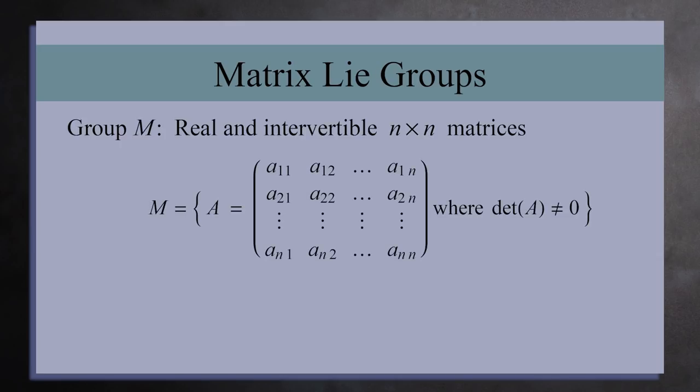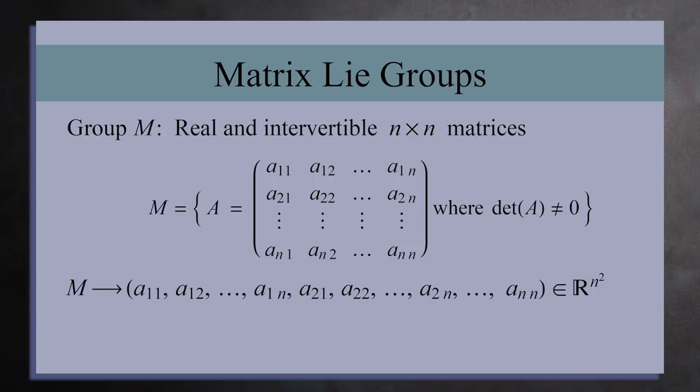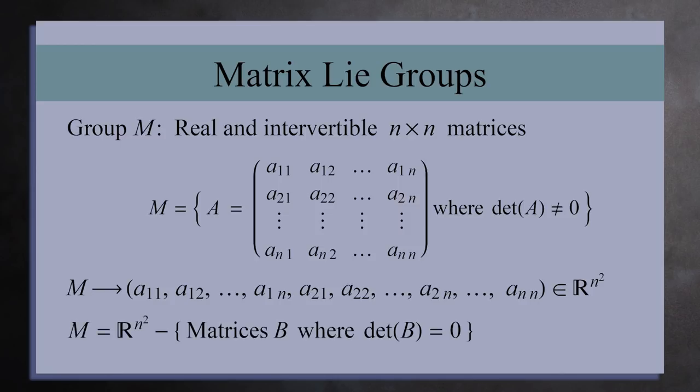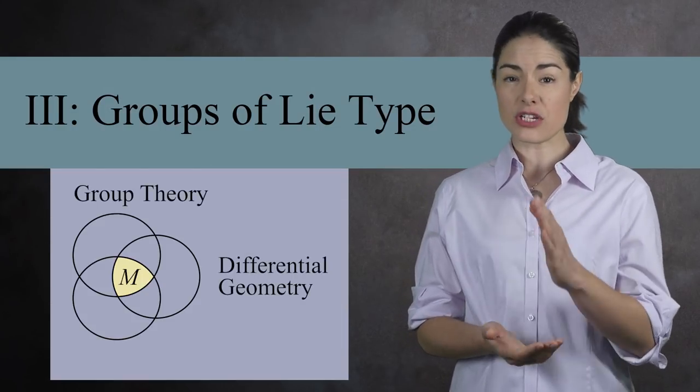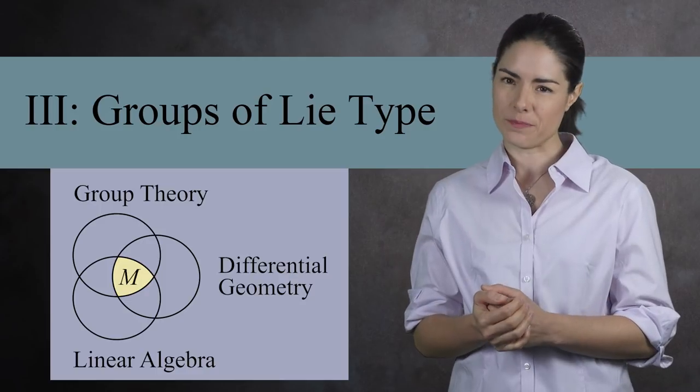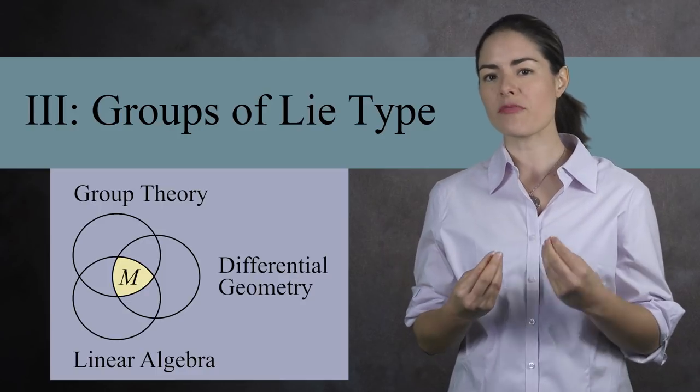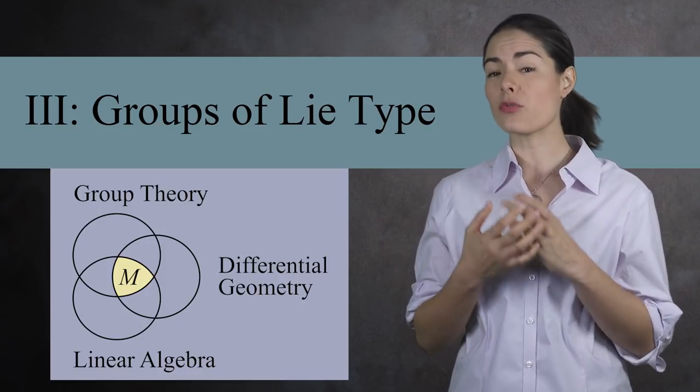A more unusual example of a Lie group is the group of real and invertible n by n matrices. These are the matrices where the determinants are all non-zero. This is a group, and if you unpack the entries in the matrix, they form a vector in n-squared dimensional space. Imagine taking n-squared dimensional space and carving out all the matrices with determinant zero. It's kind of hard to imagine, but what's left over is a manifold. Lie groups of matrices lie at the intersection of group theory, differential geometry, and linear algebra. This gives you a large toolbox of mathematical techniques you can use to study the groups.